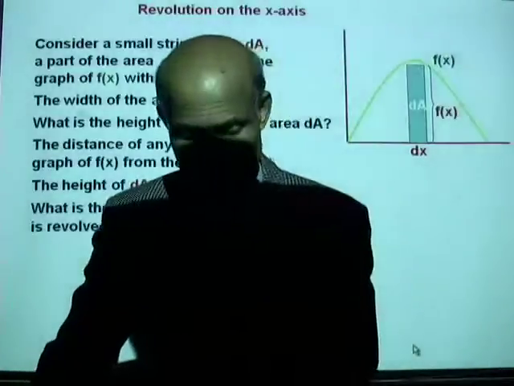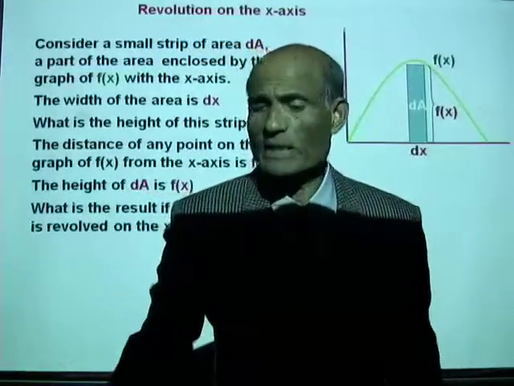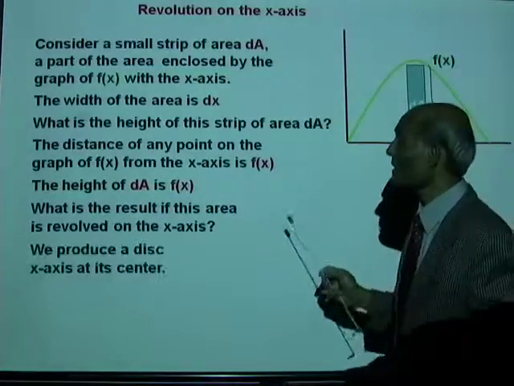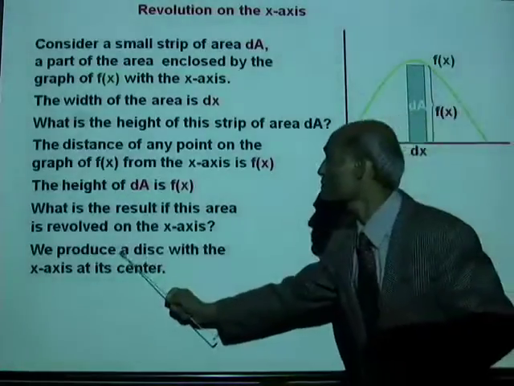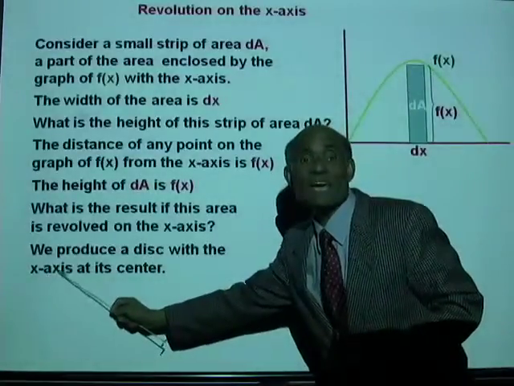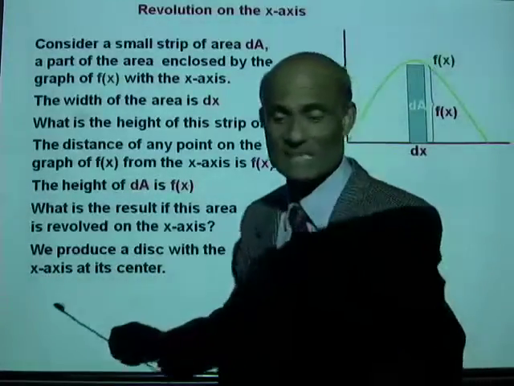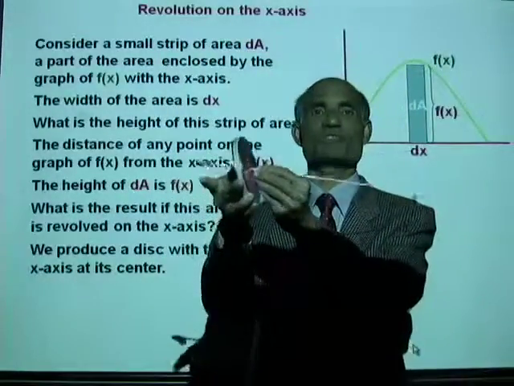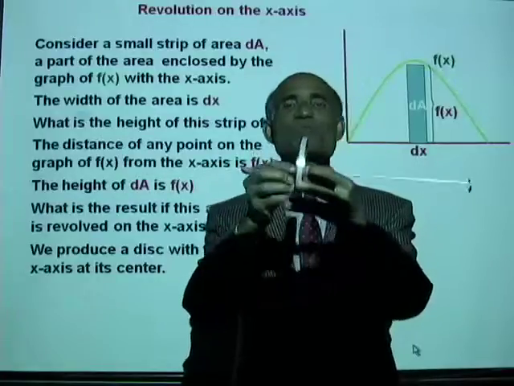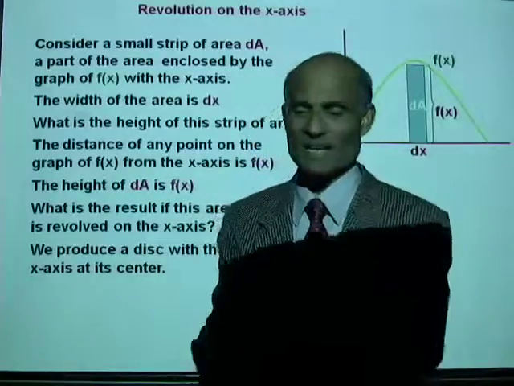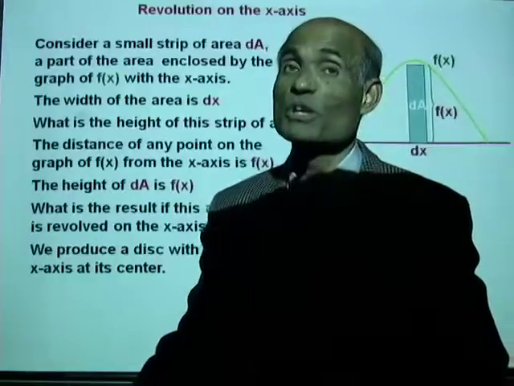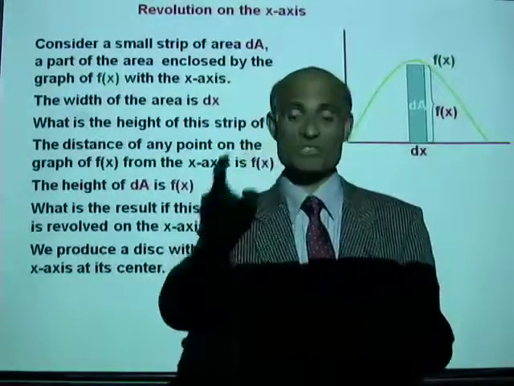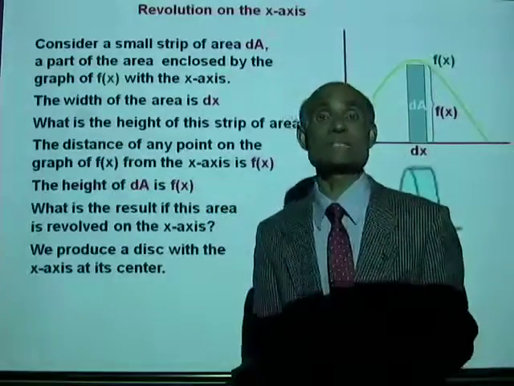So what we obtain by revolving this strip of area about the x-axis is that we produce a disk with the x-axis as its center. So the center of the disk will be the x-axis. There you got it. Now, if you do it on the y-axis, it will be a disk with the y-axis at the center. We will come to that a little later.